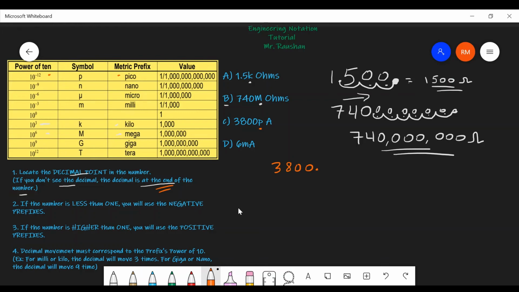Now, let's move it. How many times do we move it? Well, we move it 12 times. It says it right here. It's 10 to the negative 12. Pico is 10 to the negative 12. Alright, move it 12 times. Which way do we move it? We're going to move it to the left here. Okay, remember, this is a negative number, negative value, right? Pico is negative, so we move it to the left.